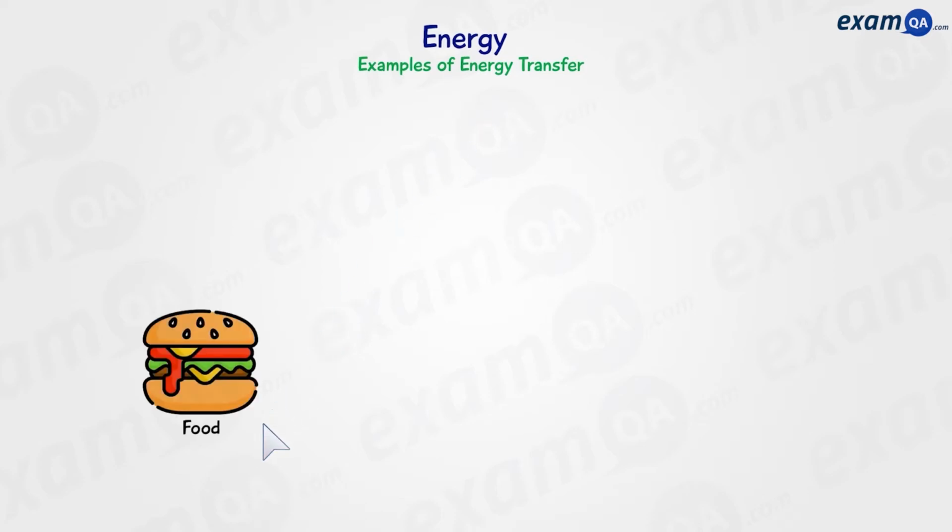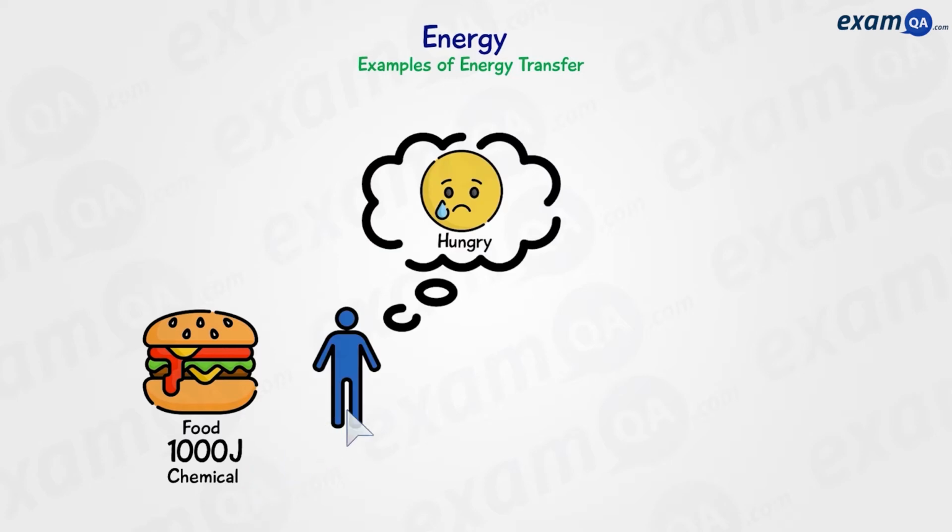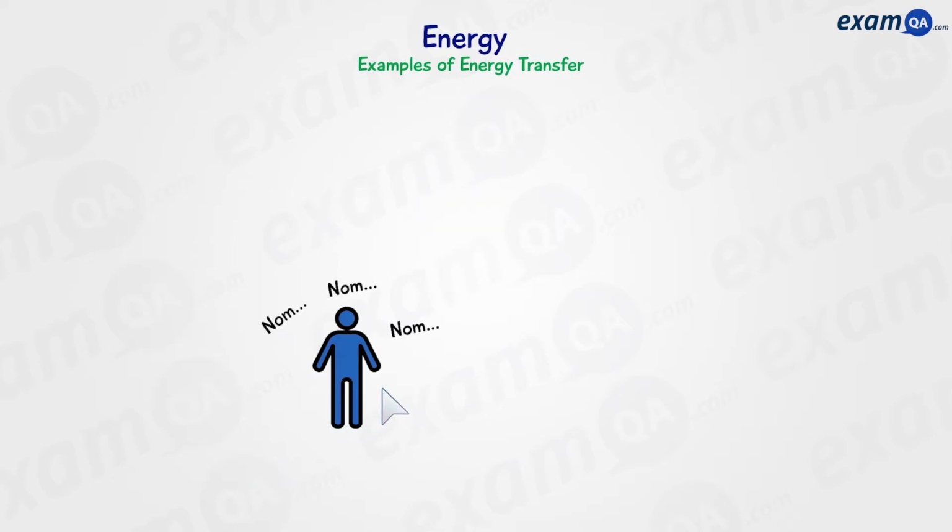We'll start off with some food, and we know that food contains chemical energy. So let's say in this example, we have 1,000 joules of chemical energy in this food. Along comes a person who then eats the food and gains the chemical energy from the food. Now this person has 1,000 joules of extra chemical energy.